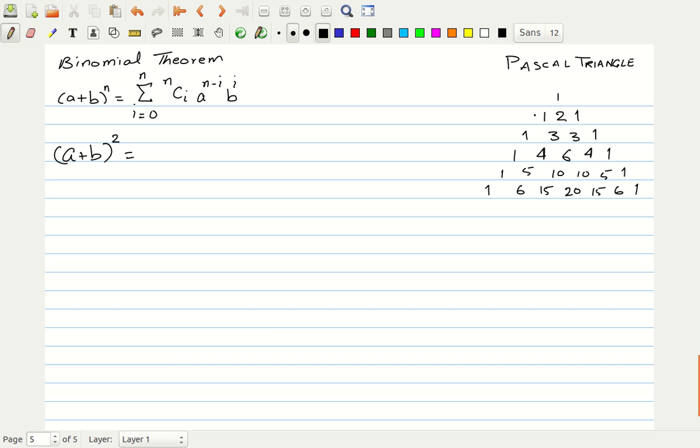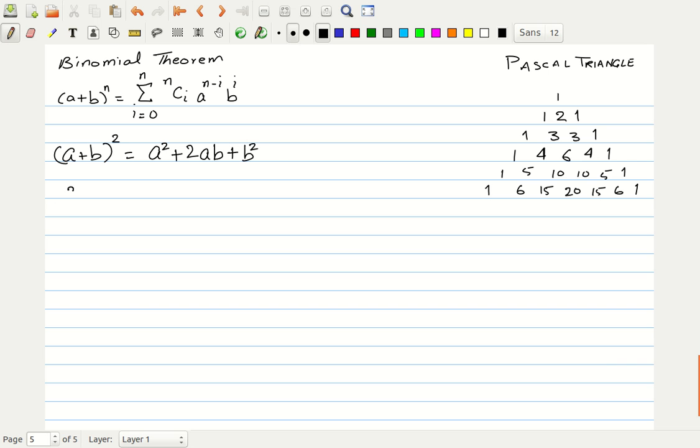So I look at the second row, and then I write a square. This is my first term. Then my second term is, I look at this middle coefficient, it is 2. I reduce the power of a, it becomes a to the power 1, because over here first term was a to the power 2. If I reduce the power of a by 1, it becomes a to the power 1. And then I increase the power of b. Over here the b was 0 power, because b to the power 0 can be considered as 1. So if I increase the power of b, it becomes b, and then I write b square.